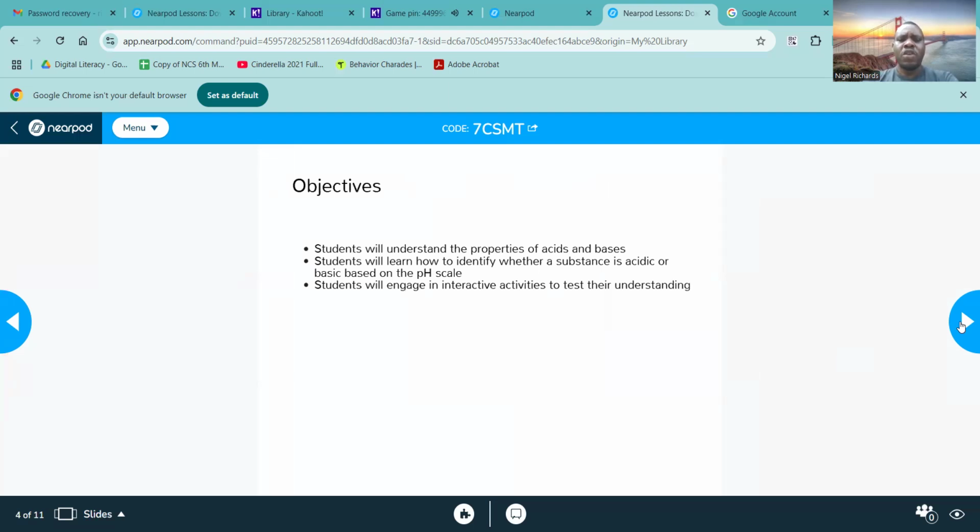What we're going to do is ensure that we know the reason, how we classify these substances. At the end of today's lesson, you will understand the properties of acids and bases, learn how to identify whether a substance is acidic or basic based on the pH scale, and you're going to be engaged in activities to test your understanding. All right. So let's dive into today's activity.